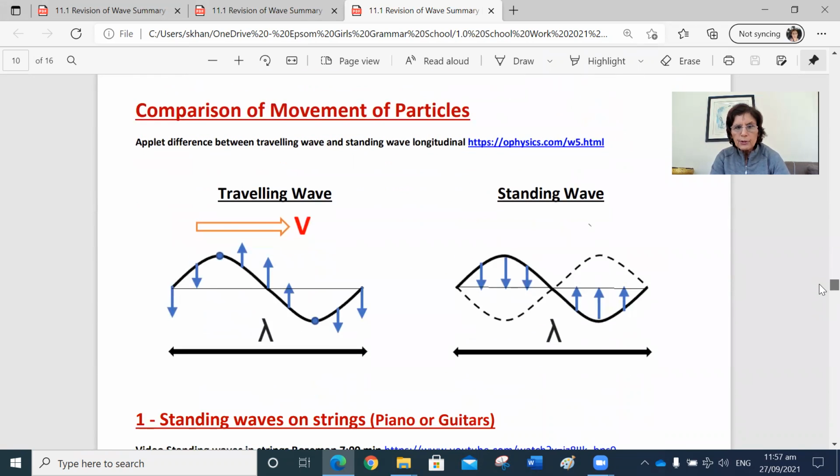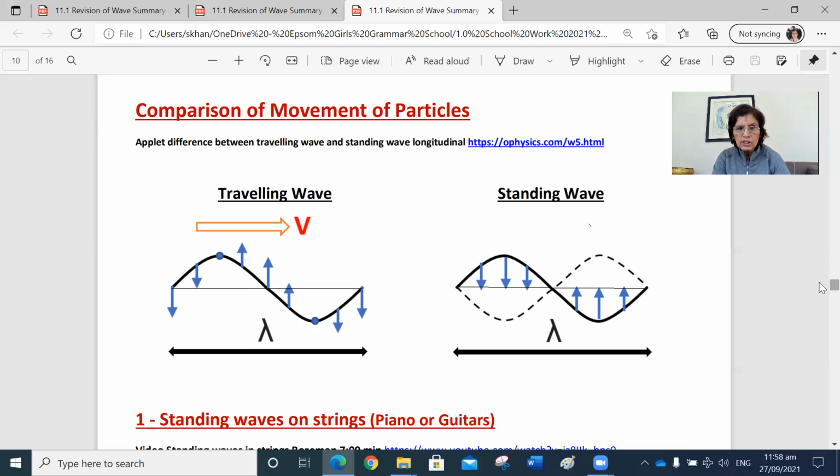Now, what's the difference between a standing wave and a traveling wave? In a traveling wave, if the wave is traveling in this direction, particles move down and then move up, so this particle moves up and down as the waves go past it. Whereas in a standing wave, all of the particles over here are moving together downwards, whereas in the second part, they are moving upward. And then after half a period, they will be there, and after one period, they will be back there.